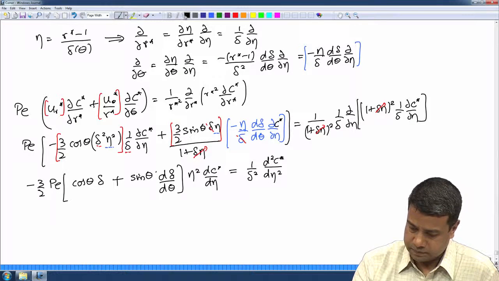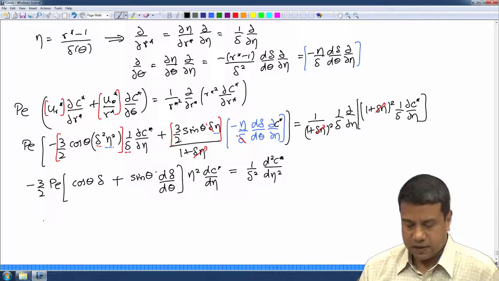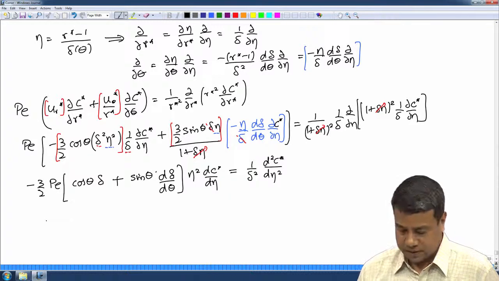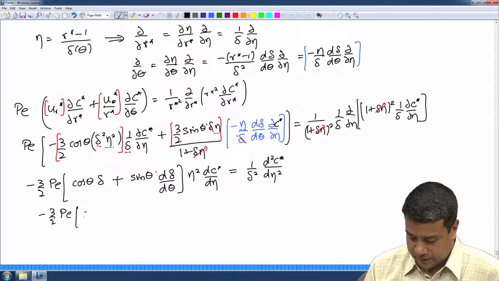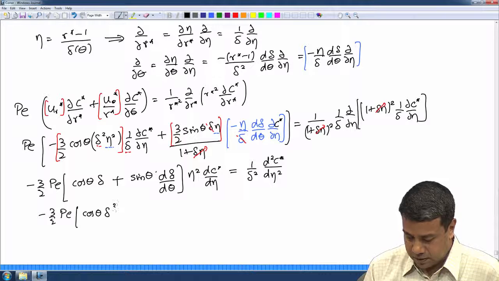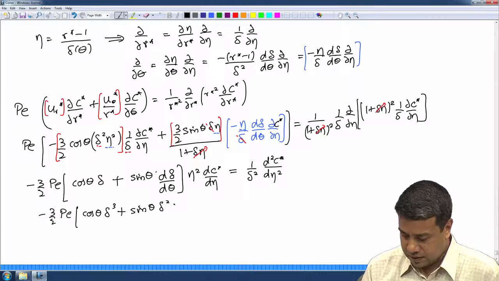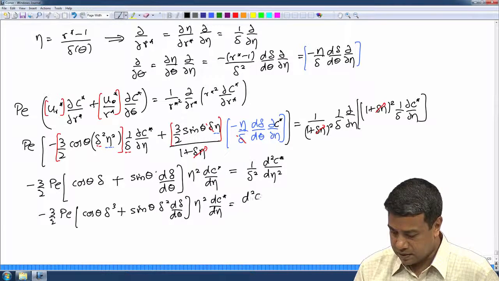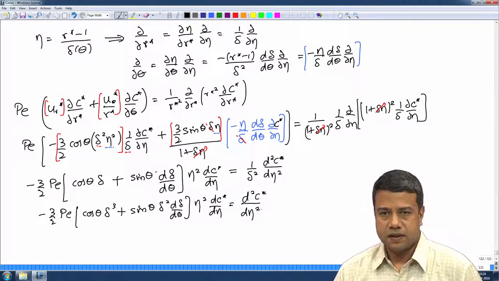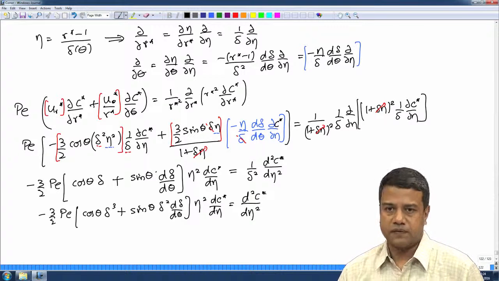Now, I can collect terms, multiply throughout by delta square, and I will get minus 3 by 2 Peclet number cos theta delta cubed plus sin theta delta square d delta by d theta, times eta square dc by d eta, is equal to d square c by d eta square. So, this is the equation expressed in terms of the similarity variable.